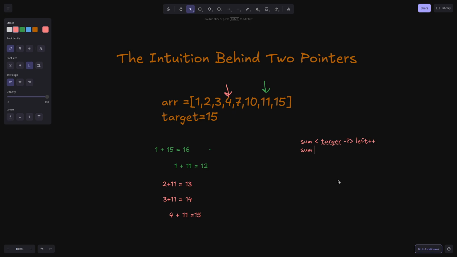If the sum is greater than the target, then right minus minus, we have to move the right pointer towards the left. And if the sum is equal to the target, then it's found. So this is the mantra, this is the goal that we try to achieve in two-pointer algorithms. Just move the pointers efficiently, no need to check all the combinations.